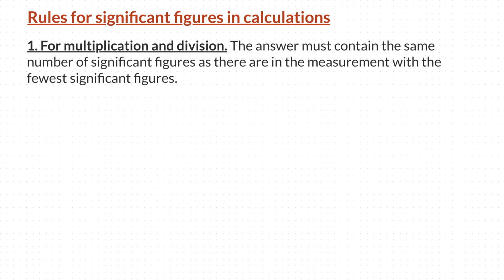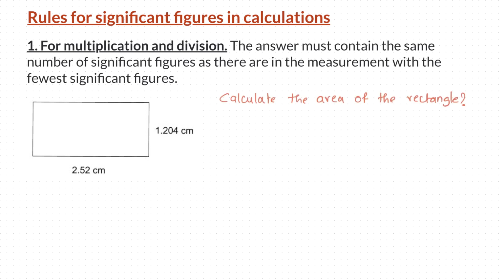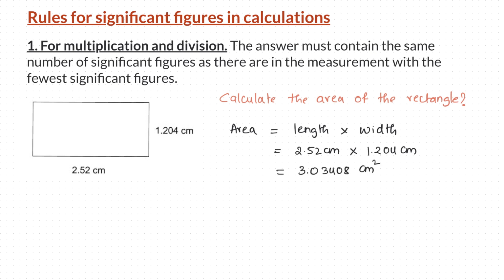Let us take an example here. You made two measurements to measure the length and the width of the rectangle, and you are supposed to find out the area of the rectangle. We know that the area of the rectangle can be calculated by multiplying its length with its width. 2.52 centimeters times 1.204 centimeters. If you plug these values into the calculator, we get 3.03408 centimeters square.